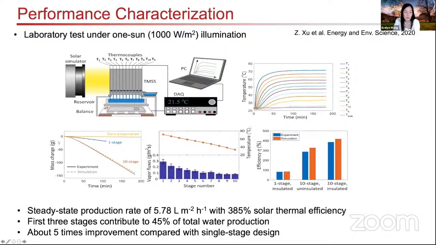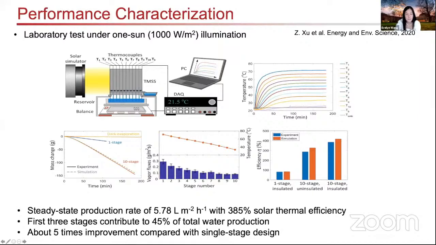We can see, as we expect, that the mass change of a 10-stage device should be drastically different than a single stage because of the significantly greater amount of water produced in this process. You can see here that the efficiency of a 10-stage device is also much higher than that of a single stage, as expected. And an insulated 10-stage device is also better.